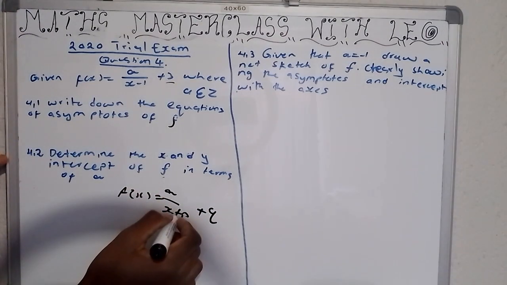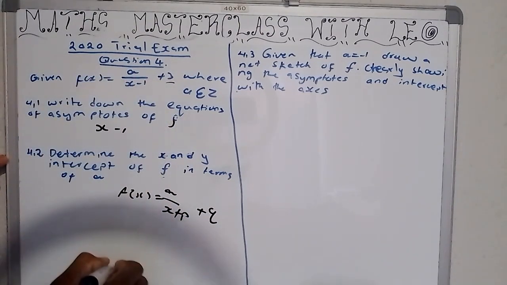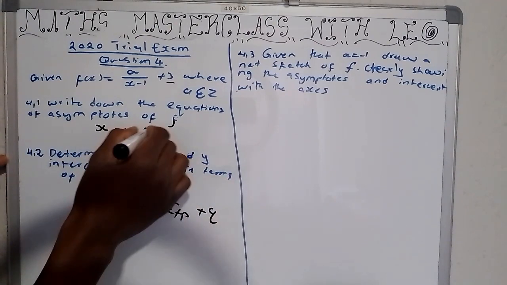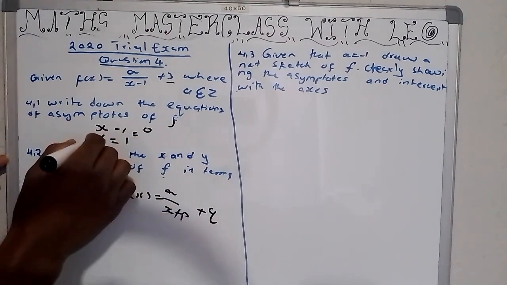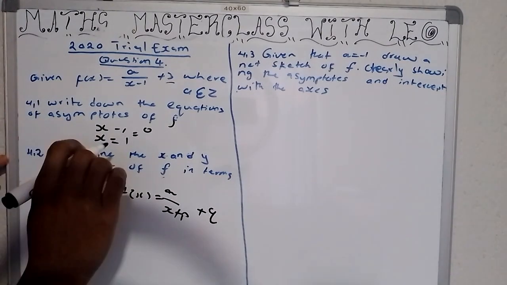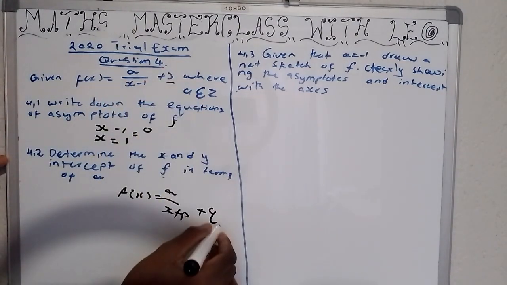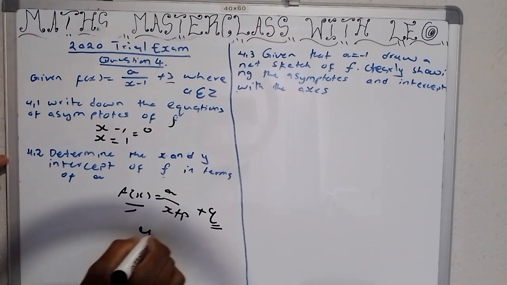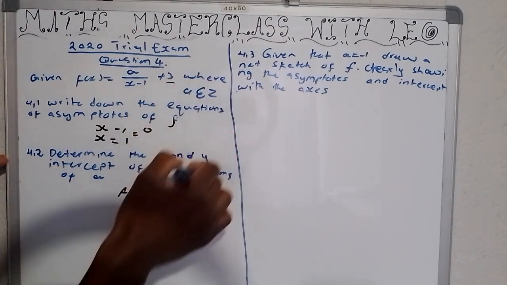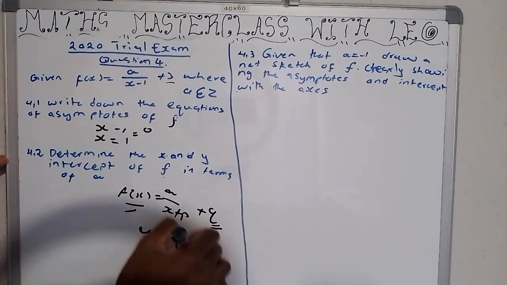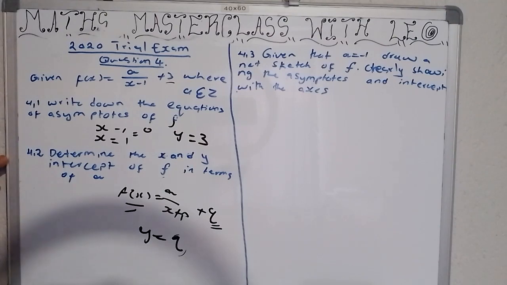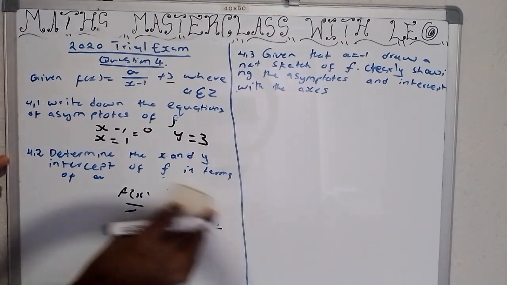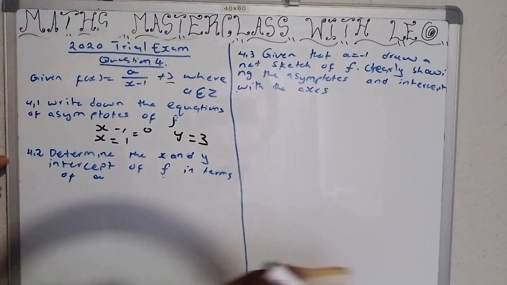So now, when I'm going to solve this, I have x minus 1 there, which is equal to 0. Then x is equal to 1. That is my first equation of asymptote. The second one is just going to be this. Remember, y is equal to q. So the value of q here is 3. So y is equal to 3, right? Those are the equations of the asymptotes.